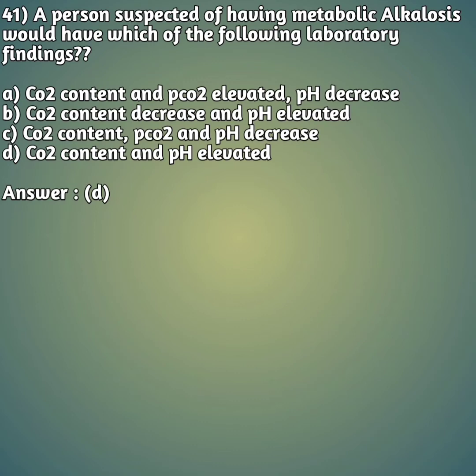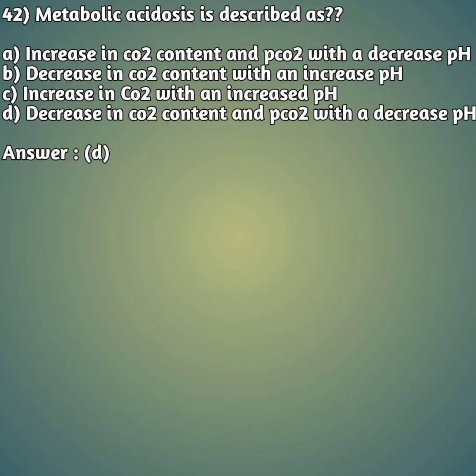So next, moving on to our 42nd question. Metabolic acidosis is described as option A, increase in CO2 content and PCO2 with a decreased pH. Option B, decrease in CO2 content with an increased pH. Option C, increase in CO2 with an increased pH. Option D, decrease in CO2 content and PCO2 with a decreased pH. So the right answer is answer D, that is decrease in CO2 content and PCO2 with a decreased pH.